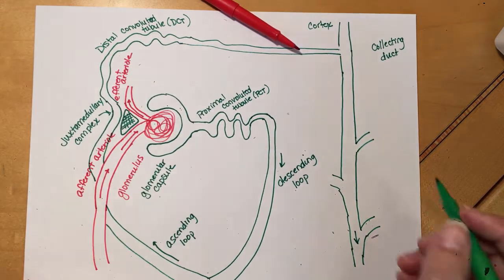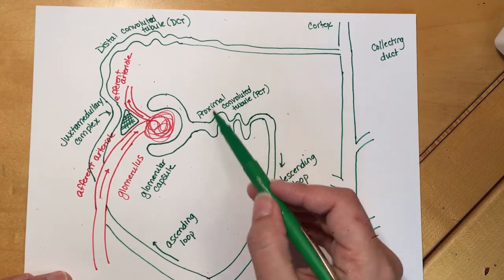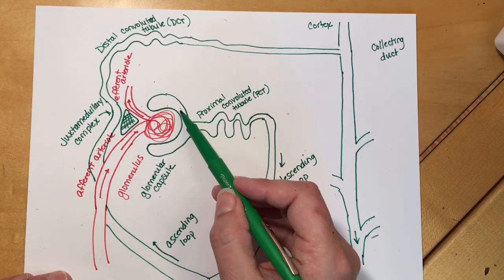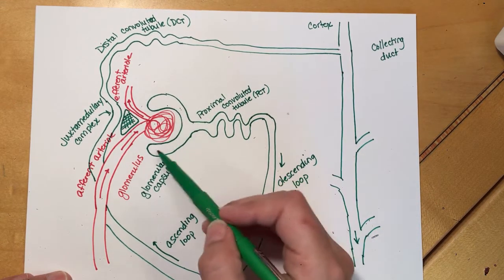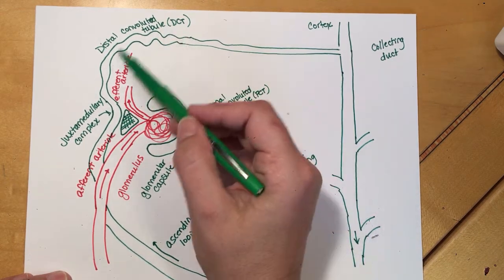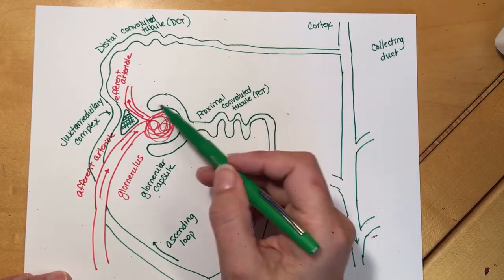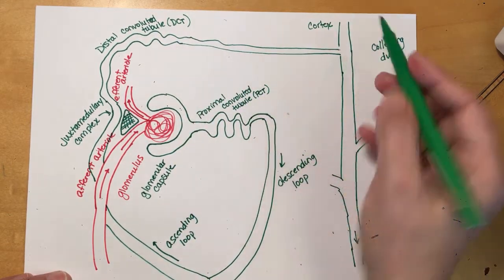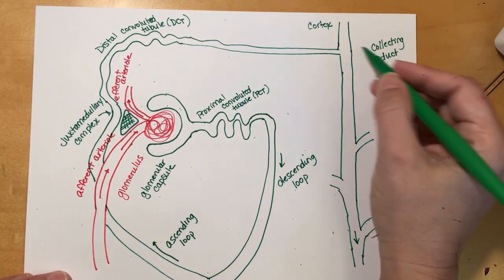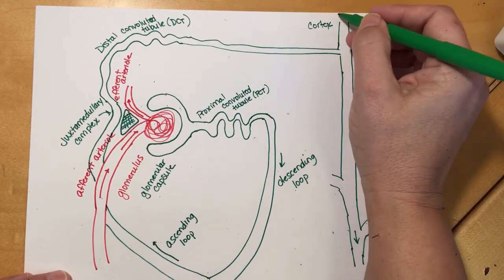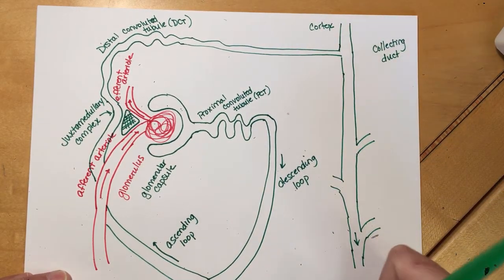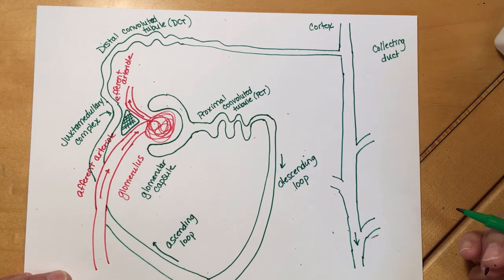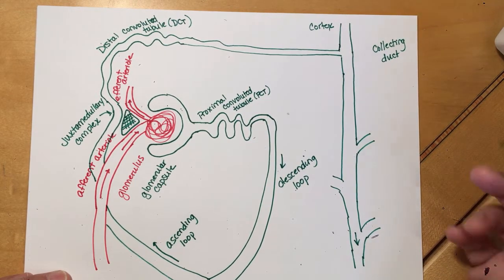We know now the proximal convoluted tubule is very close to the beginning of the nephron tube, to the capsule. The distal convoluted tubule is pretty far away from the glomerular capsule, and it's very close to, and it leads into the collecting duct, which will run through the cortex, through the medulla, and into the part of the kidney that collects the urine.